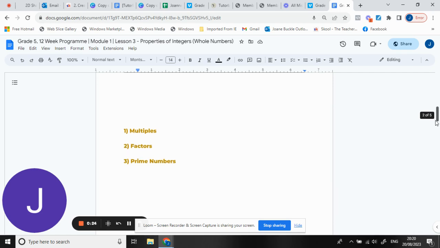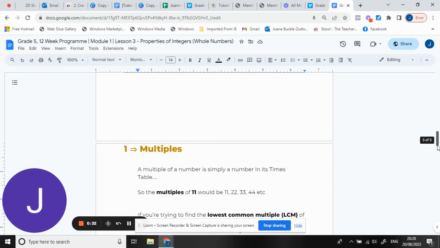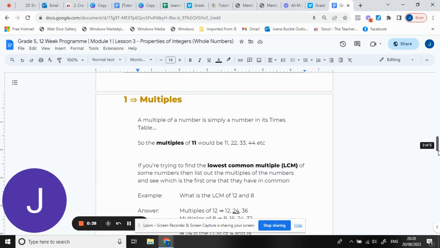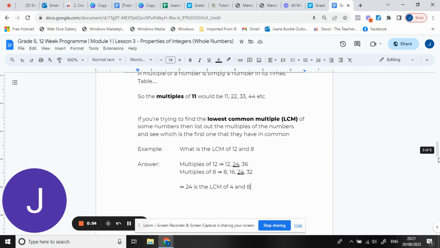So multiples. Multiples, think of the word multiply, if we're getting bigger, multiplying, if we're doing a times table of a number. So multiples, simply put, are the numbers that are in a times table of a number. So the multiples of 11 would be 11, 22, 33, 44, etc., because they are the numbers in its times table. Often, rather than just finding a multiple, you are asked to find the lowest common multiple of two integers. You simply write out the times table of those numbers and find the first one, the lowest number that they have in common.